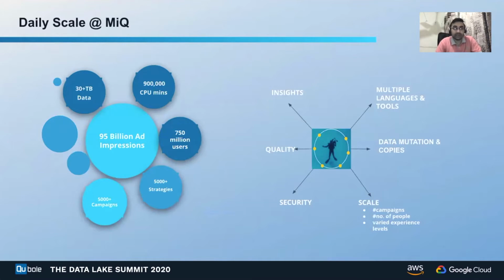What you can see here is our last 1 year of data where we have targeted 750 million users, 5,000 plus strategies, 5,000 plus campaigns. Just to give you a glimpse of what a campaign and strategy is, for every different kind of client, you need to come up with a different strategy to target a user. You would want to target a user based on his or her movement. You would want to target a user based on his or her, let's say, TV watching capabilities, right? What he's watching, what he's not. You'd want to target a user based on his online purchases.